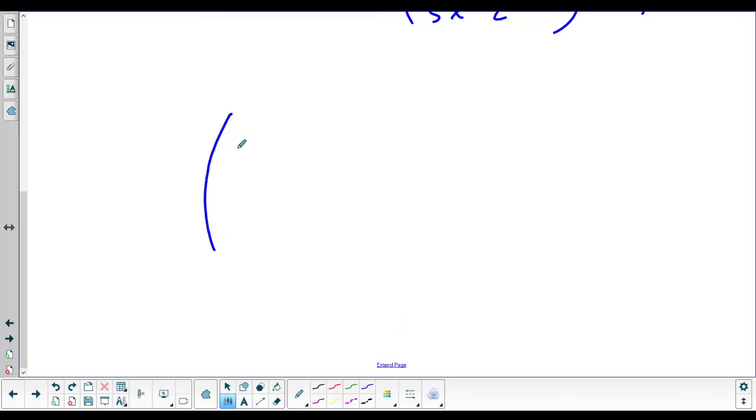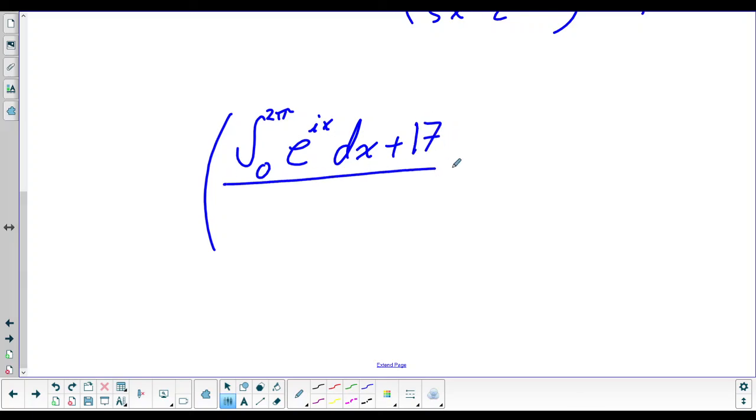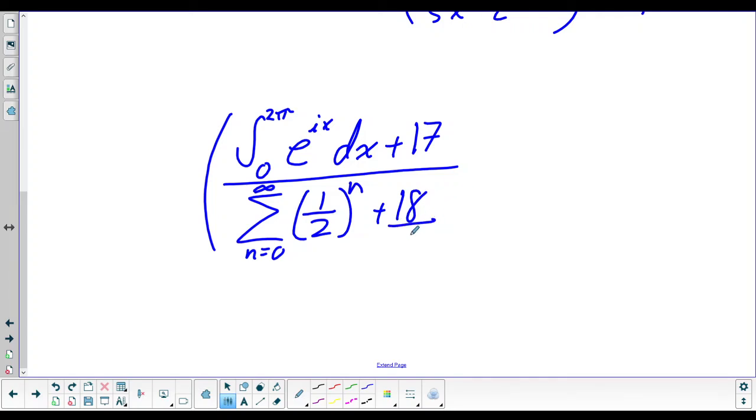Parentheses. The integral from 0 to 2 pi of e to the i x dx plus 17 divided by the summation from n equals 0 to infinity of 1 over 2 to the n plus 18, divided by pi to the power of 0. This equals 1. Ta-da, you did it.